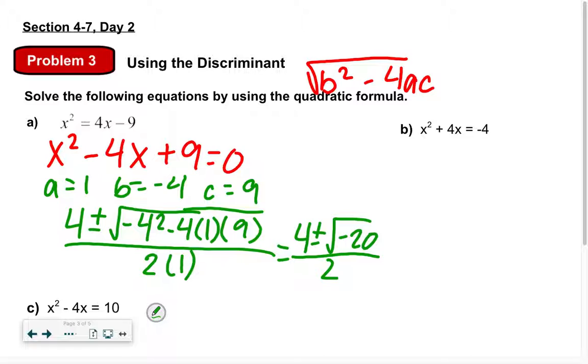Oh. Yeah. I wasn't here. How do you get the 4 in the front? Is it always a 4 in the front? No, it's negative b. So since our b is negative 4, it becomes positive. There's 3 4s up there.